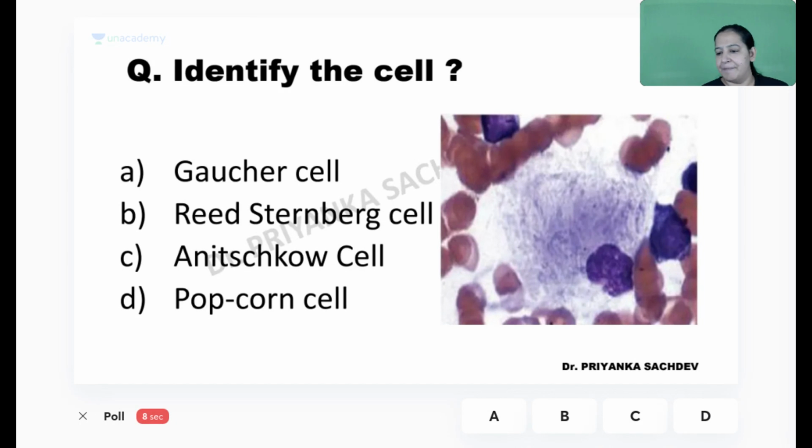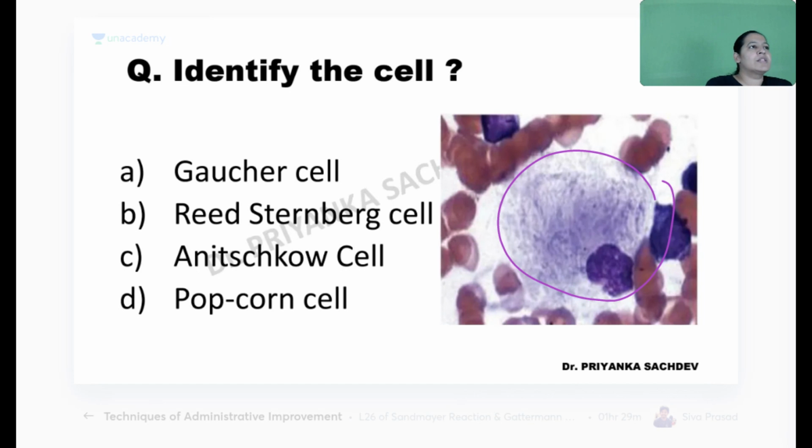So identify the cell shown in the diagram. Most of you are right. You can see there is a cell, this big cell I'm talking about. This is the nucleus of the cell. Nucleus is normal, but something is abnormal in the cytoplasm. See the cytoplasm here. Cytoplasm is looking like a wrinkled tissue paper. So it is typically seen in Gaucher disease.